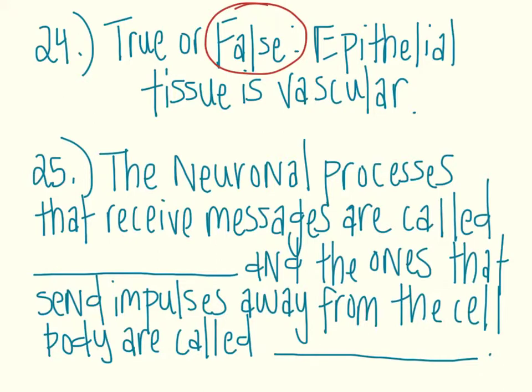Question 25, what process of a neuron receives messages? That would be a dendrite. So a dendrite is going to receive a message, and when a message is sent from the cell body, that is an axon. So a dendrite receives messages, and an axon will send the message along.